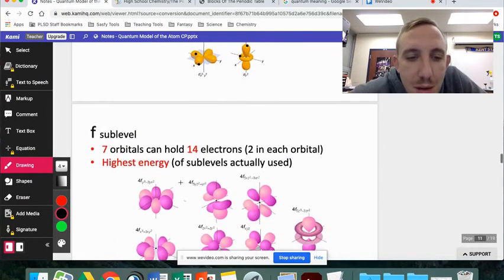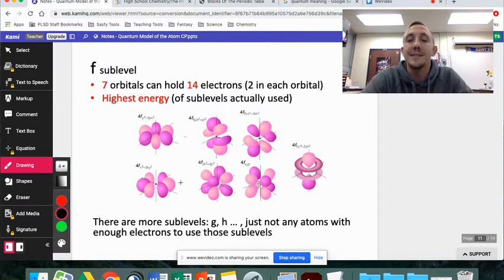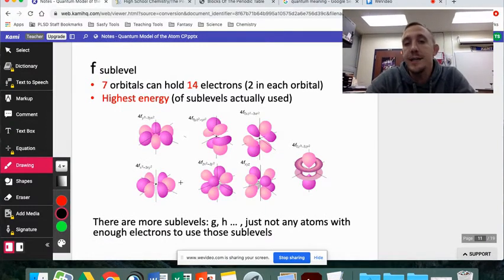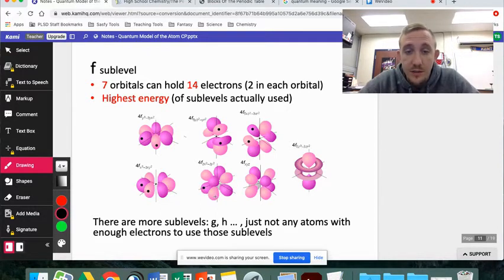Okay, so the last sublevel we're going to talk about is the F sublevel, and it has 7 orbitals. You can see that they just get crazy. As we get further out, we have more space, so we can have more orbitals that can hold more electrons. We have 7 here: 1, 2, 3, 4, 5, 6, 7. You can see the different shades of pink. With 7 orbitals, each holding 2 electrons, it can hold 14 electrons.